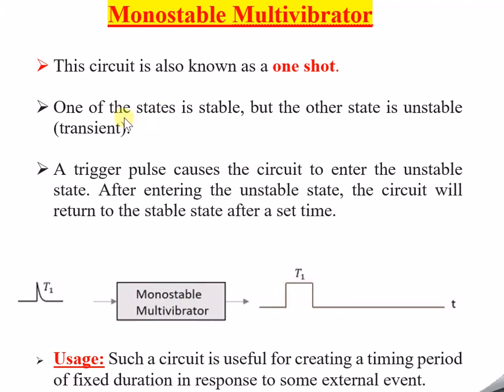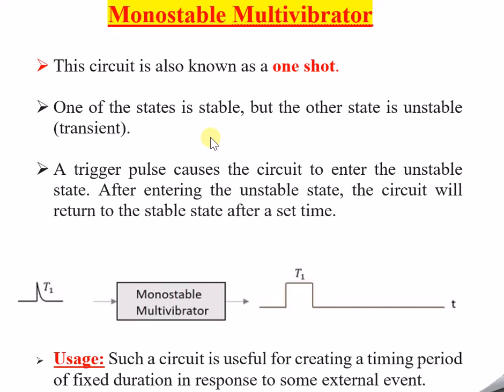One of the states is stable. As I already told you, monostable means it has only one stable state. A multivibrator which has only one stable state is called a monostable multivibrator. The other state is unstable. So there are basically two types of states: one is the stable state and another is the unstable state. Whenever we provide a trigger to the monostable multivibrator, the output will change to the other state.